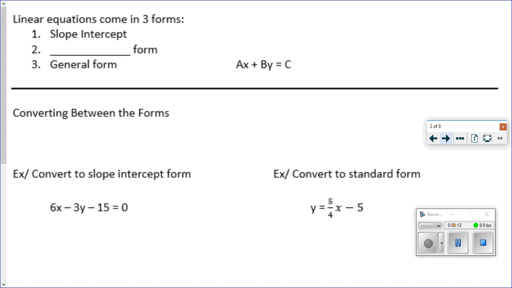Thus far, we have been looking at slope-intercept form, which is our standard y equals mx plus b. And it's called slope-intercept because we have the slope and we have the intercept in the equation. Okay, kind of makes sense.